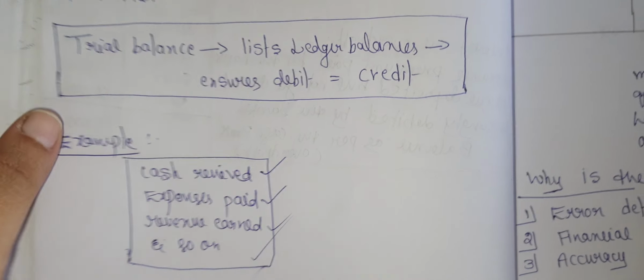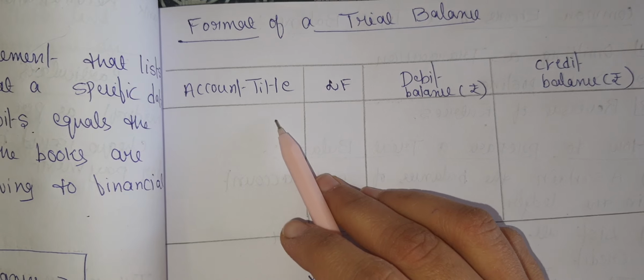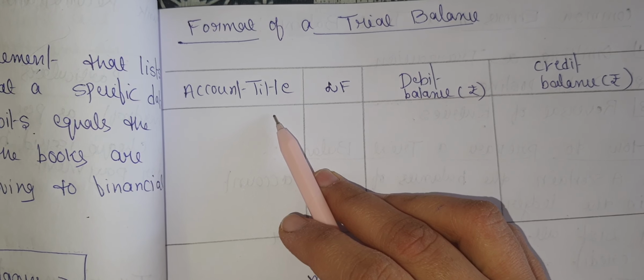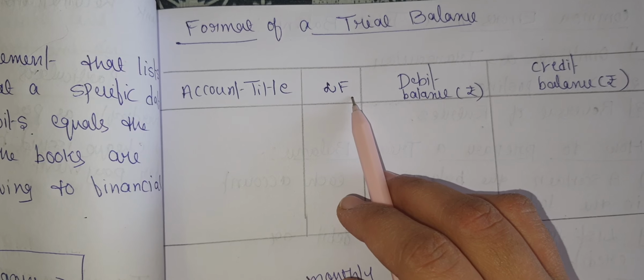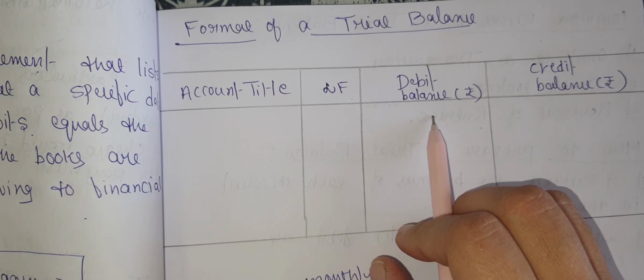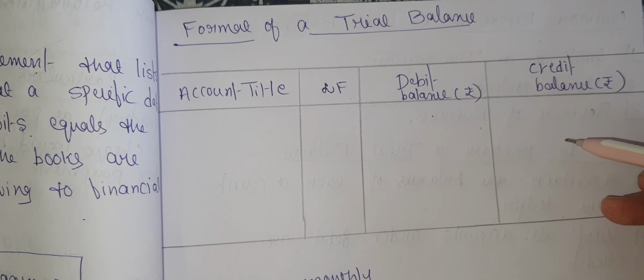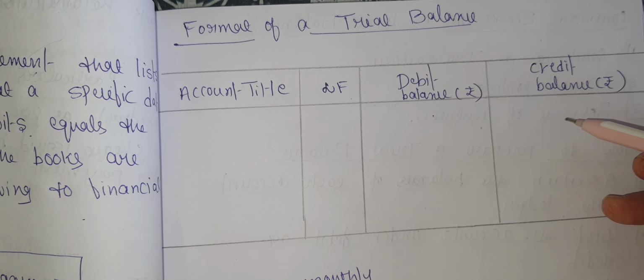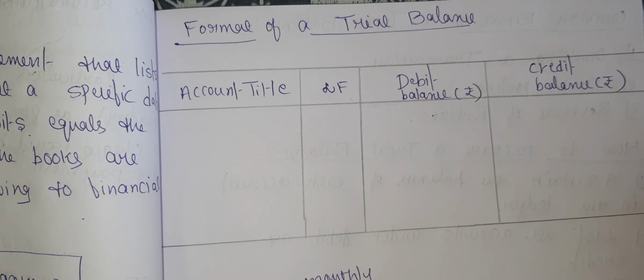Fine. Now next we will see the format of a trial balance. Account title or account name lists all the ledger accounts, and ledger folio. Debit balance shows amounts that have a debit balance. Next one, credit balance shows amounts that have a credit balance. Okay, this is the format of trial balance.